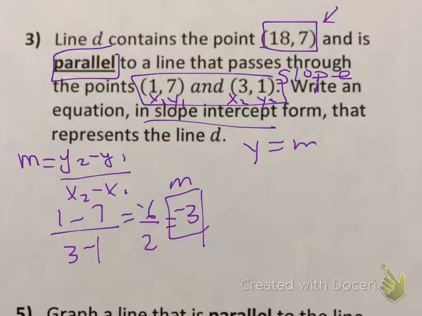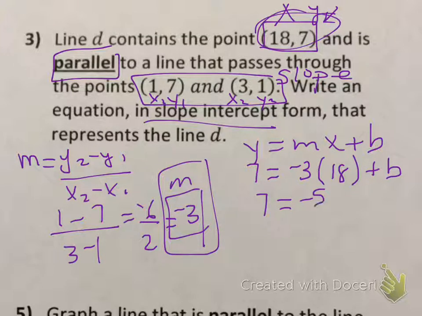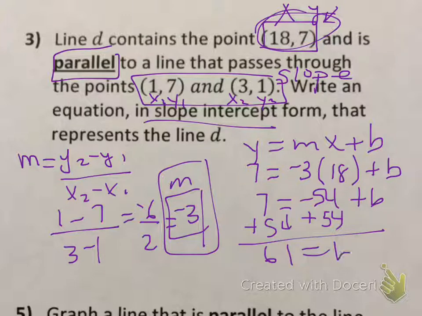So when I go back in and I substitute into y equals mx plus b, I'm using my slope as negative 3. I'm using my x and my y as 18 and 7. So 7 equals negative 3 times 18 plus b. So 7 equals negative 54 plus b. I have to add that 54 to the other side. So that's 61 equals b. So my equation is going to be y equals negative 3x plus 61. That's kind of ugly, but that's how it's going to work.